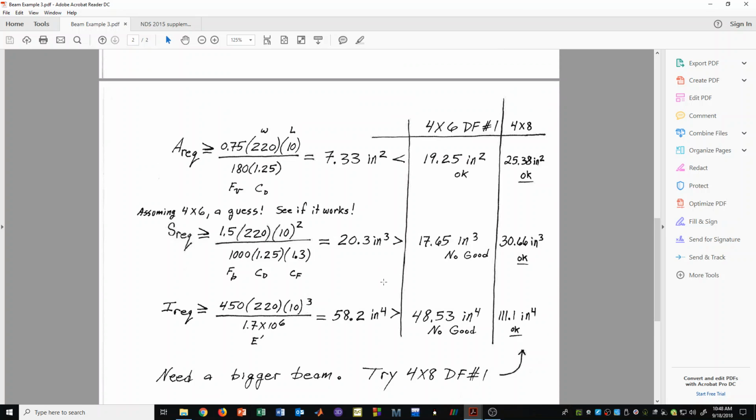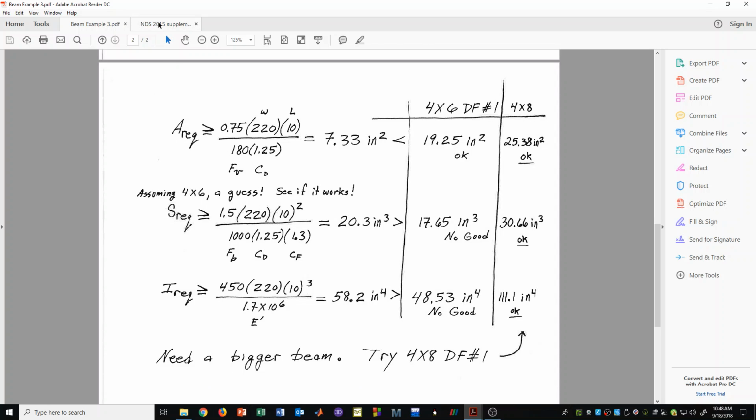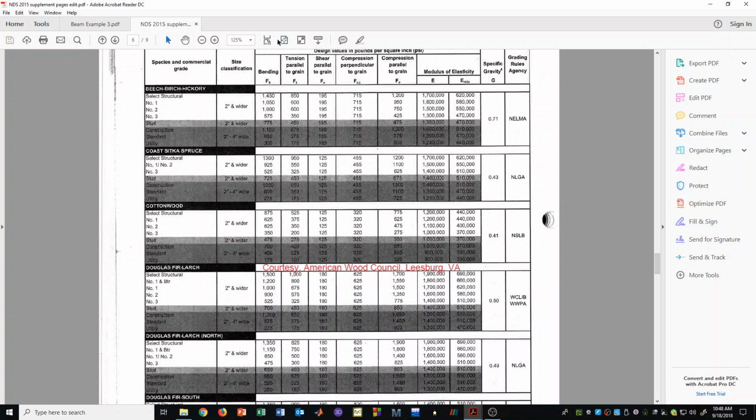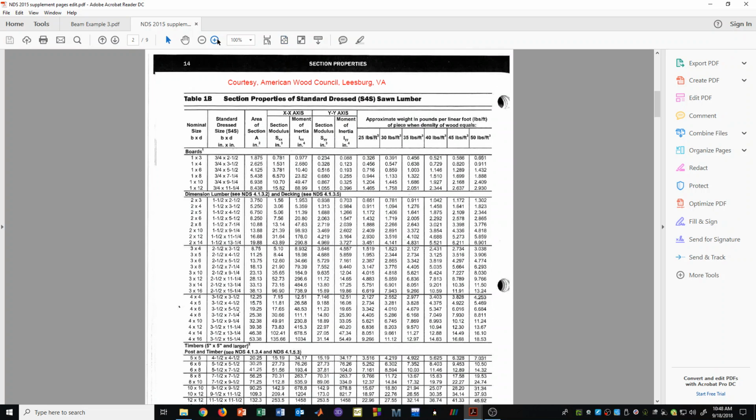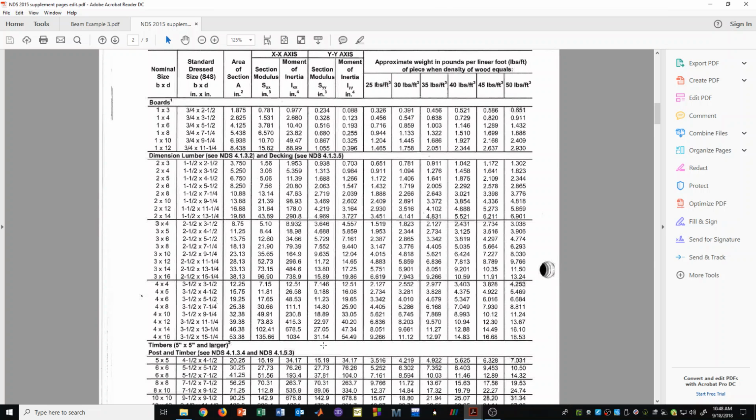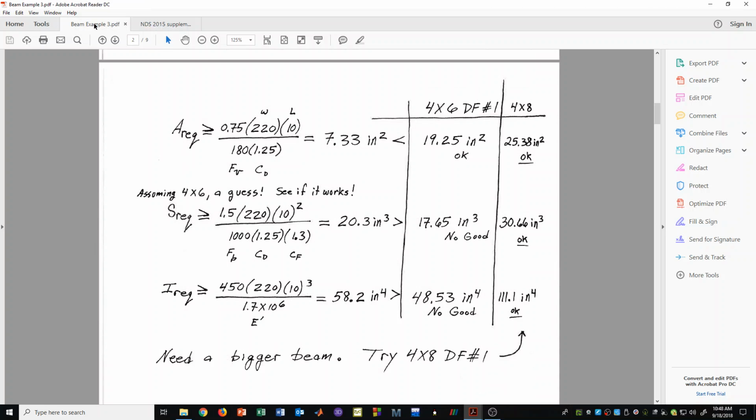Now, if we go to the NDS supplement and we look up the section properties for a 4x6, we can see them right here in this line, 19.25 for area, 17.65 for section modulus, and 48.53 for moment of inertia. We write those values in here and we compare them to what was required by our former calculations.